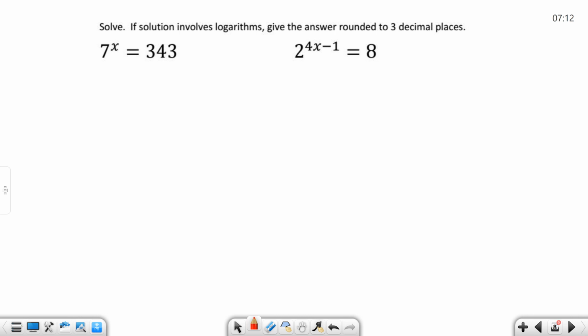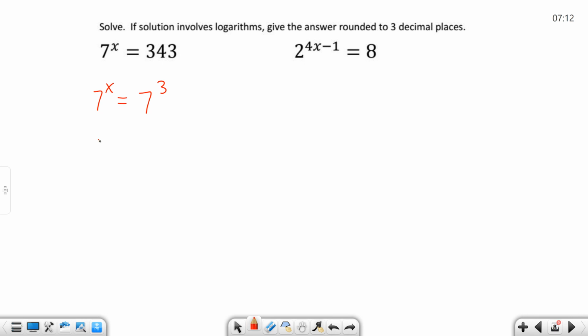Can I write 343 as 7 to a power? If I can, or if I can write 7 and 343 as the same number to a power, then I can solve it that way without involving logarithms. So here, 7 to the x equals 7 to the third power. 7 to the third power is 343. So now, since the bases are the same, I can just set the powers equal.